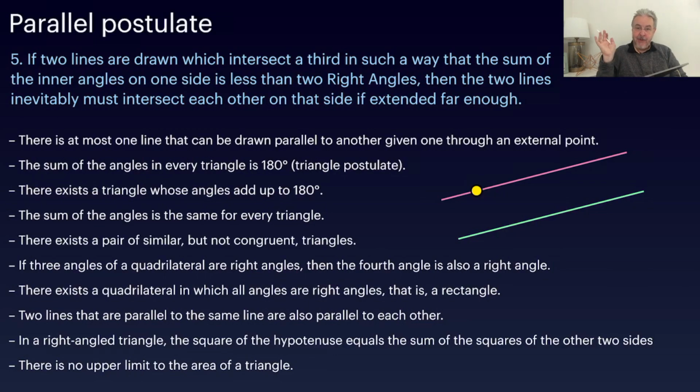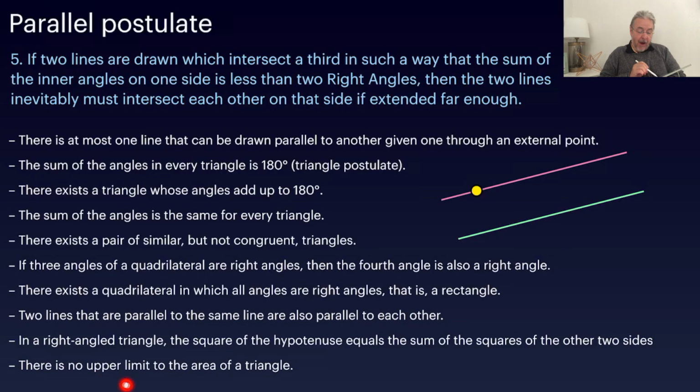Oh, now some bells should ring in your head. This means rectangles exist. And we saw in hyperbolic geometry, rectangles don't exist. There exists a quadrilateral in which all angles are right angles. This is a rectangle. 2 lines that are parallel to the same line are also parallel to each other. In a right-angled triangle, the square of the hypotenuse equals the sum of the squares of the other 2 sides. Pythagoras. So Pythagoras' theorem is equivalent to the 5th postulate.